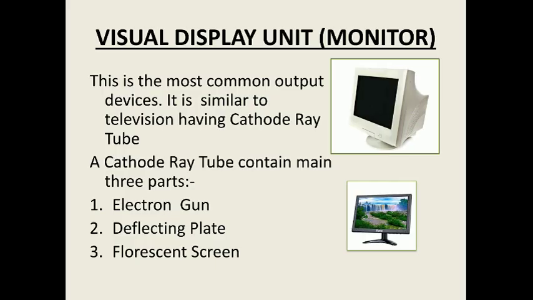First, visual display unit. A visual display unit is one of the most common output devices. A VDU is similar to a television screen having a cathode ray tube, CRT. A cathode ray tube consists of three main parts: electron gun, deflecting plate, fluorescent screen. A cathode ray tube is used to convert digital signal into visual signal. LCD screen is also used as VDU. It needs less power and does not radiate heat at the time of operation.